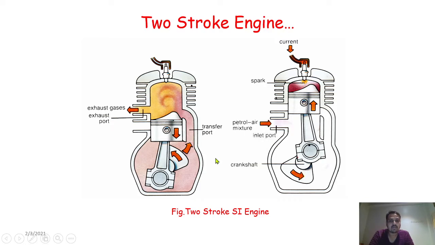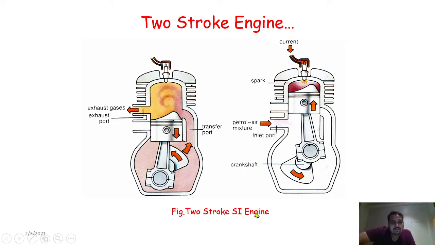With the help of this, we are going to understand the working principle of the two-stroke SI engine. Why is it called the SI engine? Because we are using spark ignition, a spark plug, as well as petrol as a fuel. That's why it is called a spark ignition two-stroke engine, or two-stroke SI engine.